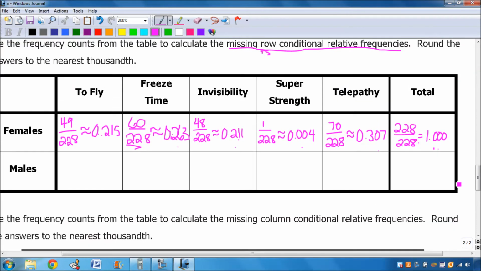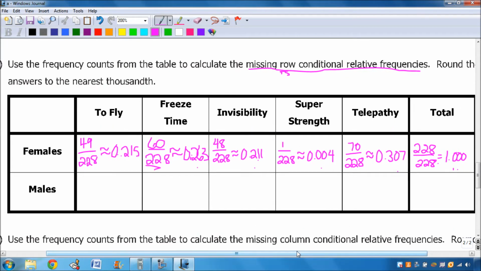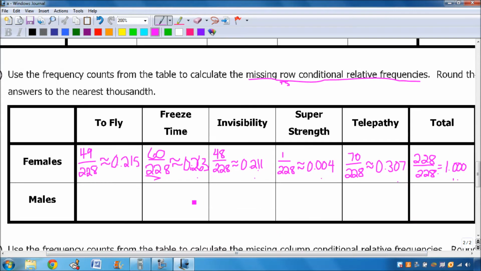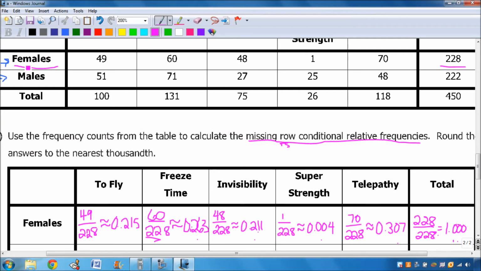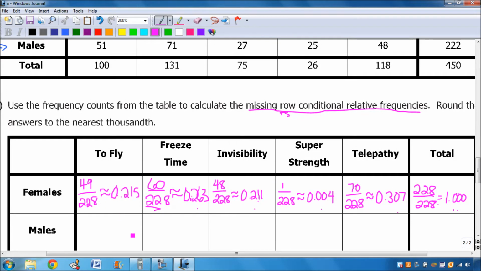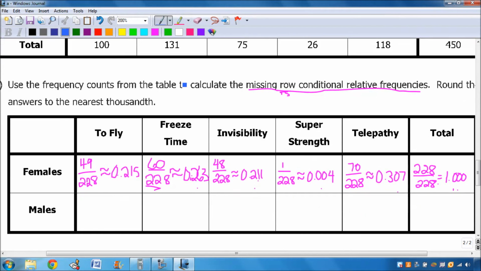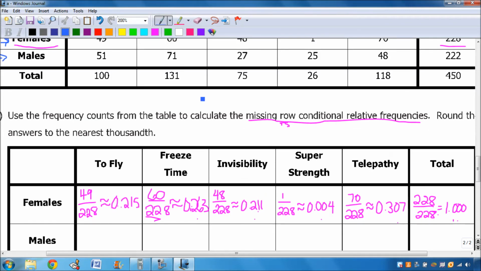Excellent. All right, now remember, we're doing the row conditional relative frequencies. So these are based on our rows. Our first condition was female. Our second condition is the males. Now we want to figure out what percentage of males chose each one of these answers. We know that there are 222 males altogether, and 51 of them chose to fly. So I'm going to say 51 out of 222 this time, because there were 222 males.